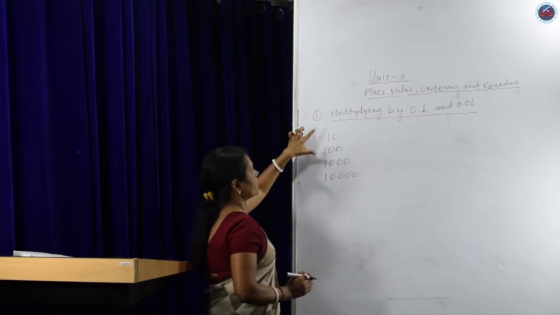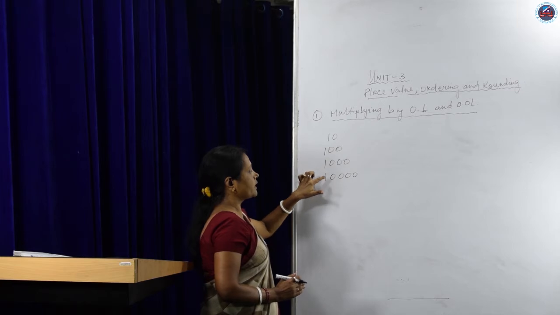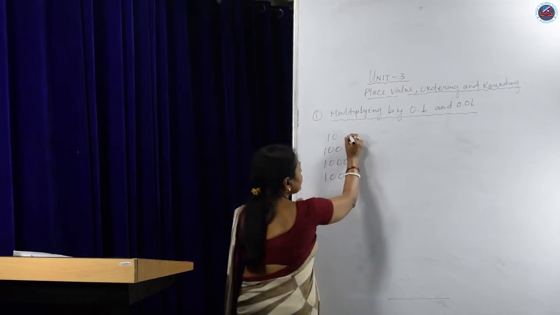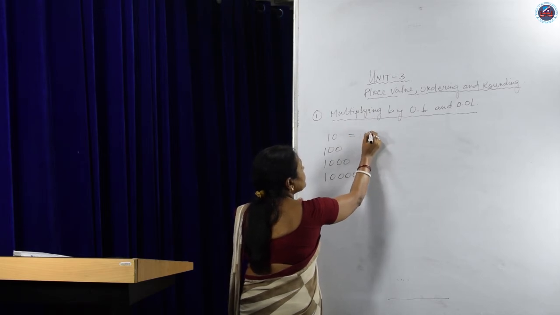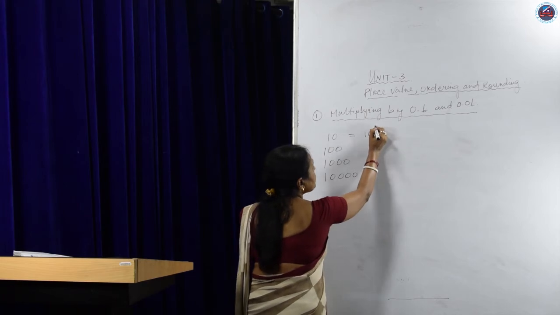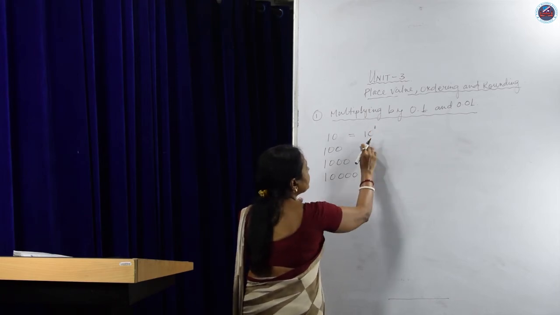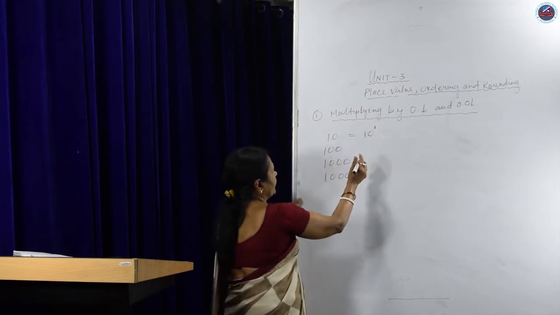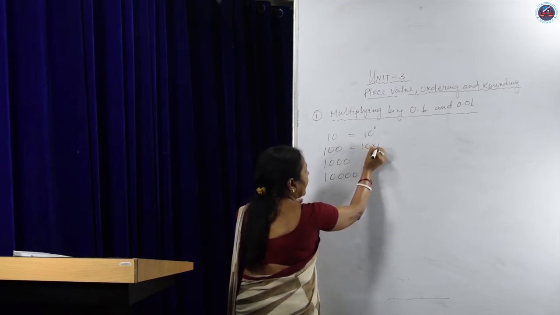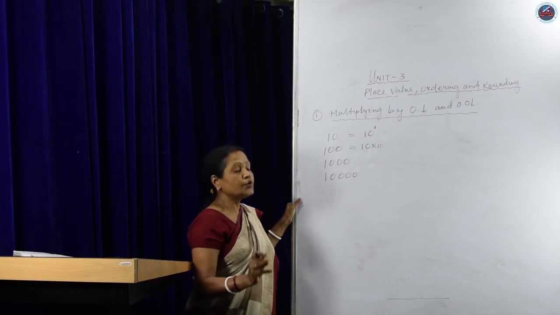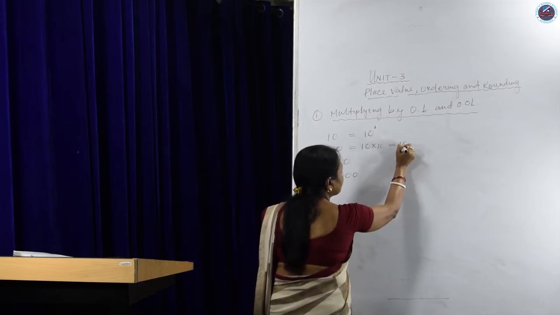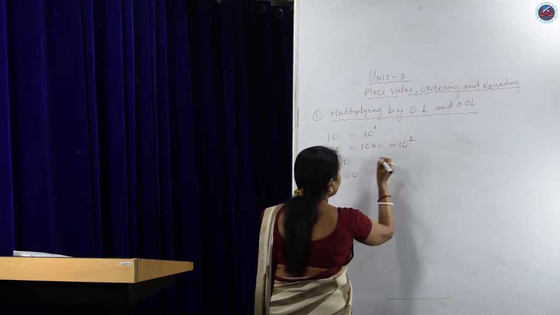First of all, these are the numbers like 10, 100, 1000, 10,000 and so on. How to write them by using power. 10 can be written as 10 to the power 1 or simply 10. Here the power is 1. 100 can be written as 10 into 10. So how many tens are there? Two. We are multiplying two numbers of 10, so it can be written as 10 to the power 2.